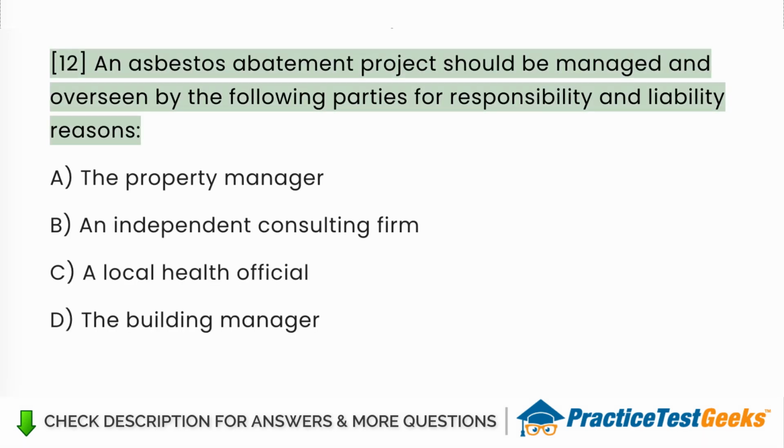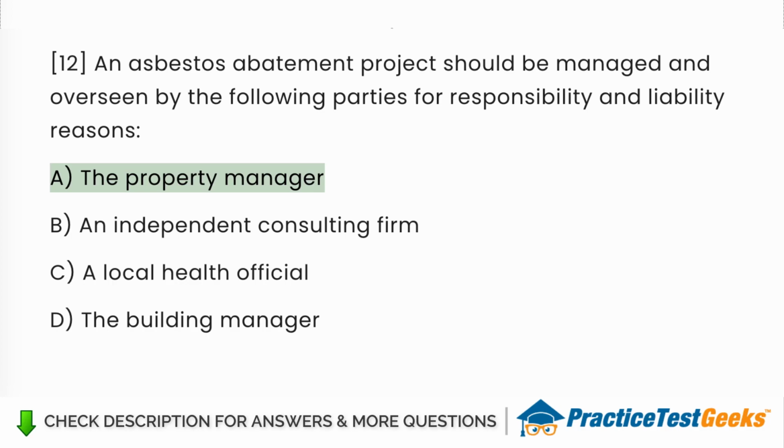An asbestos abatement project should be managed and overseen by the following parties for responsibility and liability reasons. A. The property manager. B. An independent consulting firm. C. A local health official. D. The building manager.